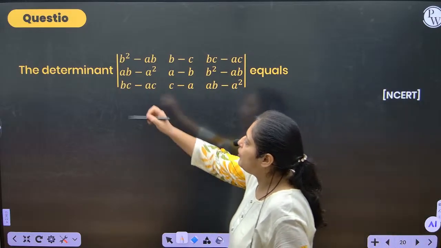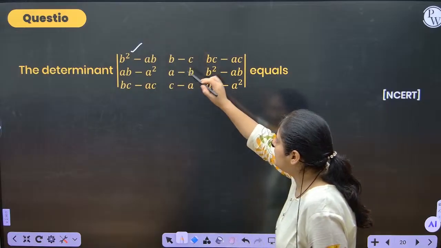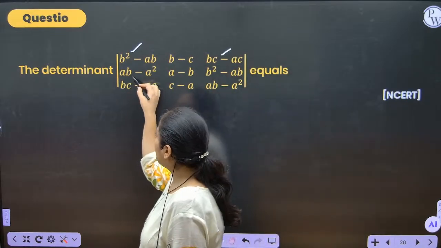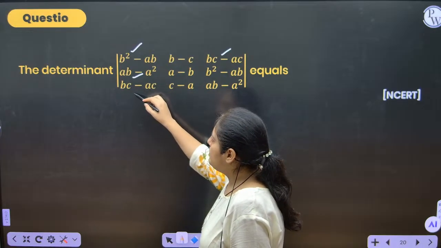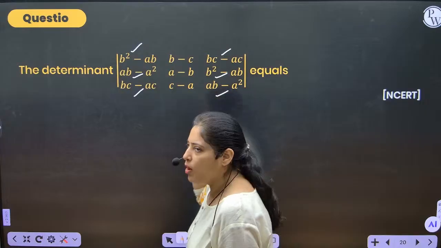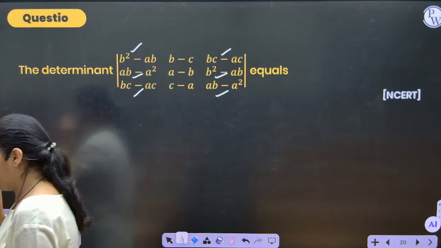Giving you the hint: from this, take B common from here, take C common from here. Okay, A common, C common, B common, A common. Take it common, and then you will be able to see.